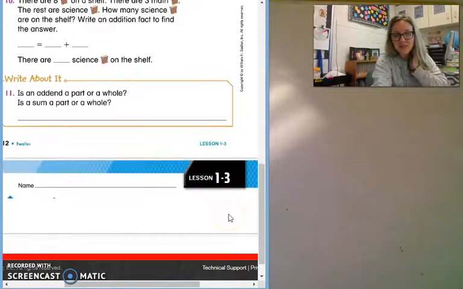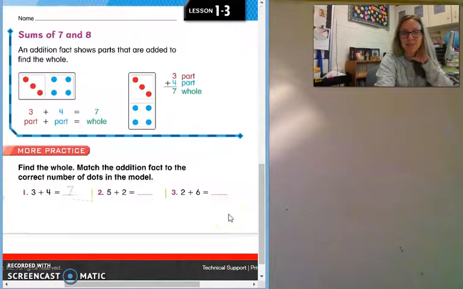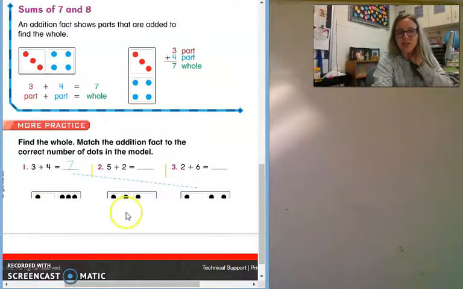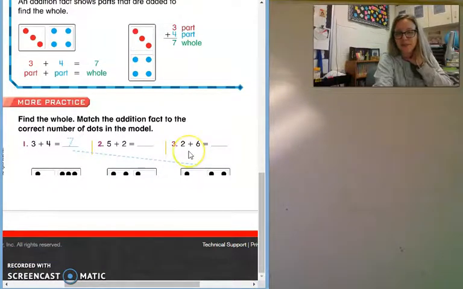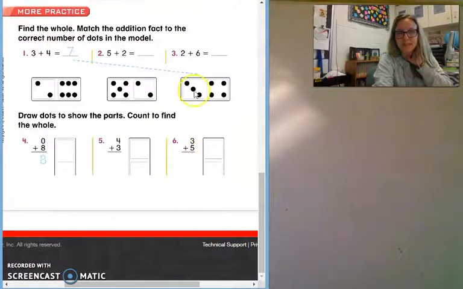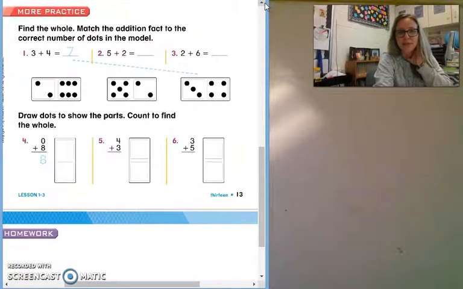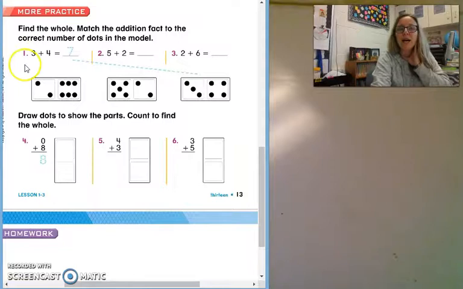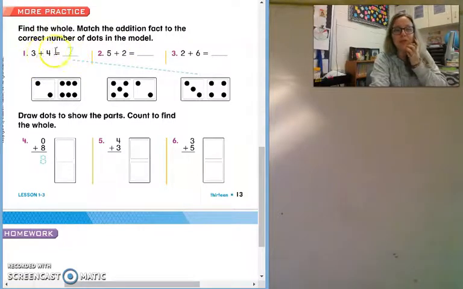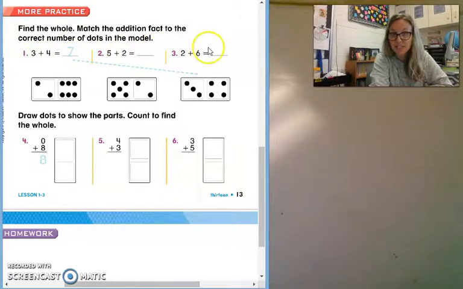All right, let's go now to the top of the next page. This is just a review of what we've been talking about, so I won't spend a lot of time there, but let's get to the more practice part, okay? In fact, let me move this down so we can see more of the page. There we go. First we'll go through and figure out all of the answers to these addition sentences.